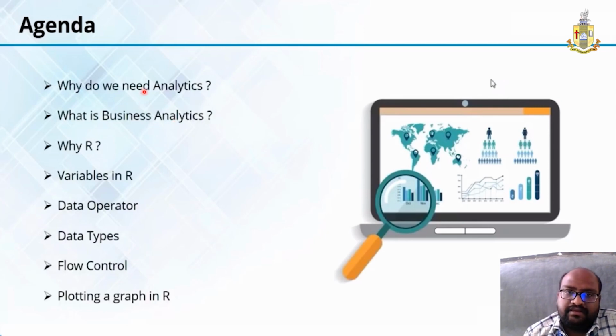That is my first question. The second question is: what is business analytics? The third one is: why are we going for R programming? And from this, we are going to discuss the working directory in R, variables in R, data operators, data types, flow control, and plotting a graph in R. After that, I will discuss some statistical tools using R. That is my agenda for this video. So in this video, I'm going to discuss the basic things in R.